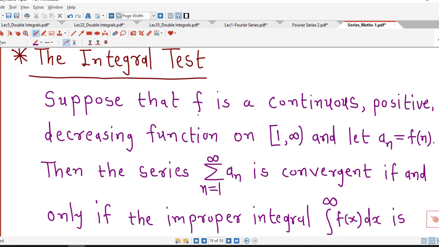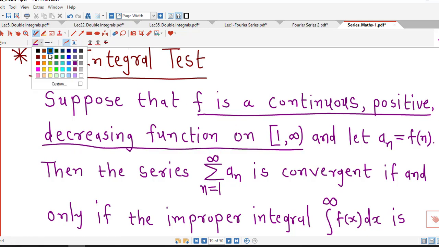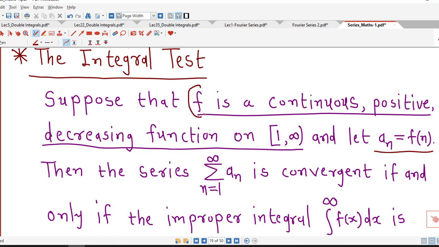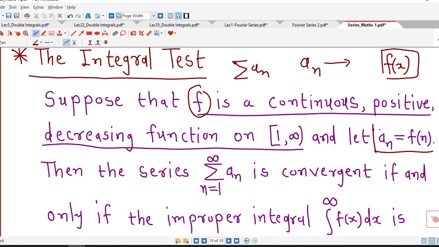The integral test. Suppose that the function f is a continuous, positive, decreasing function on the closed-open interval [1, infinity), and let a_n equal f(n). So our function is constructed from the nth term of the series. We replace n by x in the nth term, and we construct this function f(x) such that the nth term equals the value of this function at x equal to n.